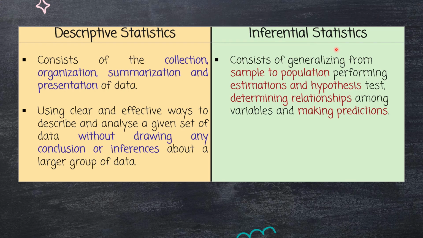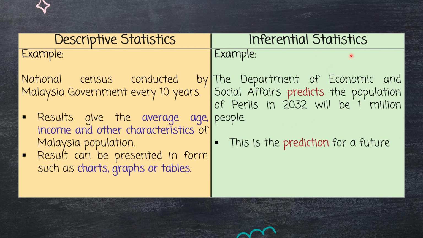Now let's discuss inferential statistics. These statistics consist of generalizing from a sample to a population, performing estimations and hypothesis tests, determining relationships among variables and making predictions. Here is an example of inferential statistics. The Department of Economic and Social Affairs predicts the population of Perlis in 2032 will be 1 million people. So this is a prediction for the future.